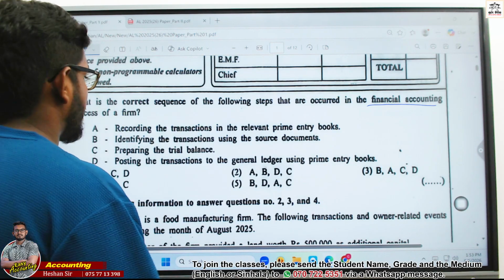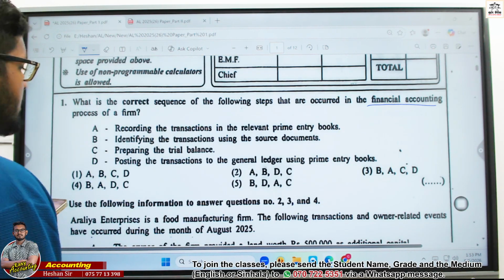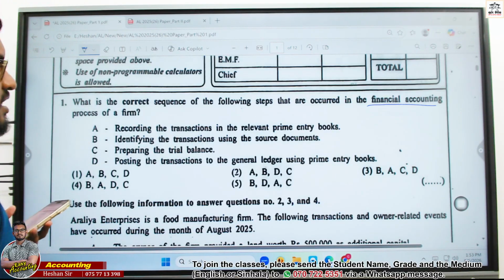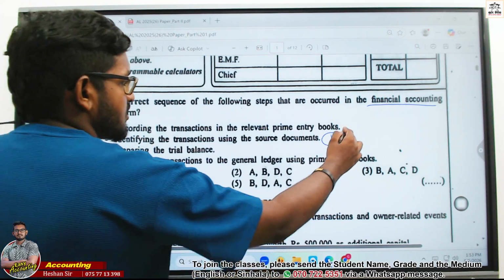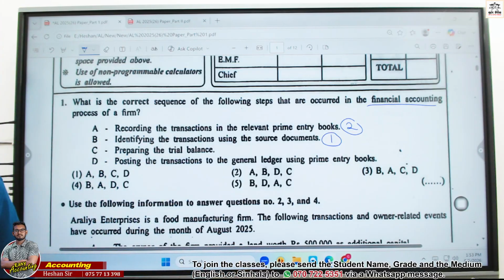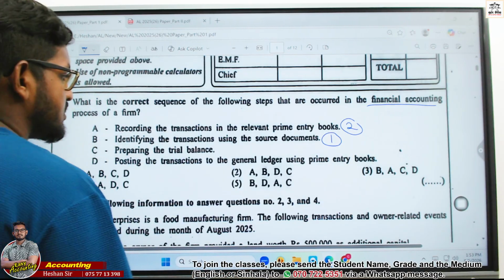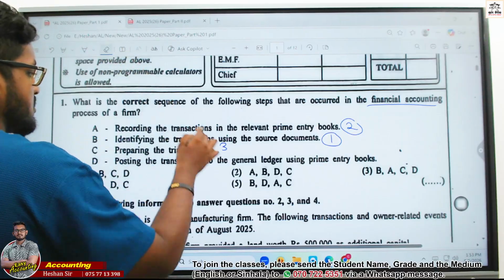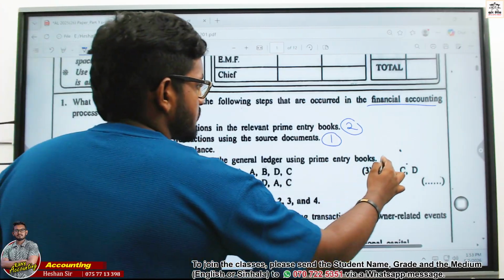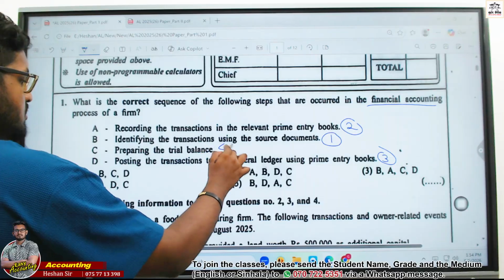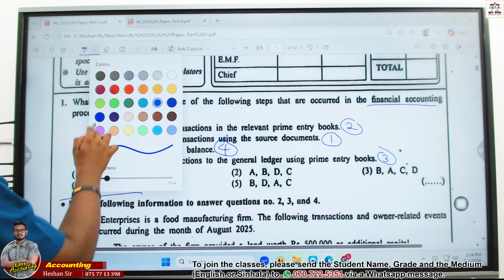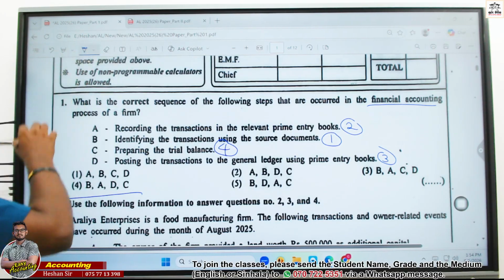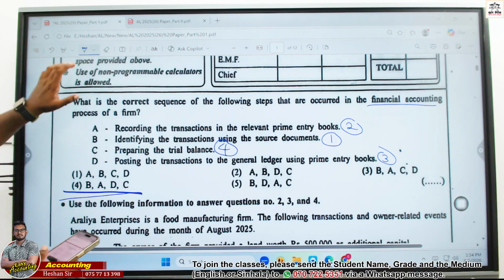Recording the transaction in the relevant primary books, identify the transaction using source document, preparing trial balance, posting transaction from primary books to the general ledger. You know, first is identify the transaction, then number 2 is primary books, then number 3 is general ledger, then number 4 is trial balance. So the answer is number 4. All good? Send me a thumbs up. For the first one, the answer is number 4.